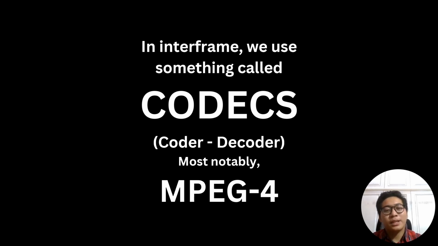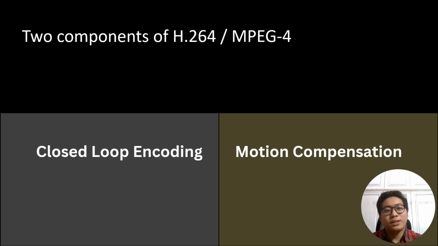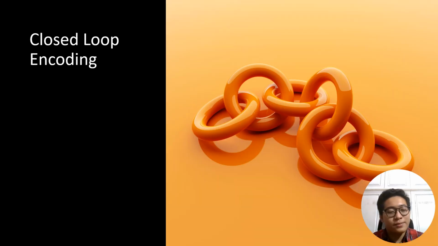We use something called codecs, which is short for coder and decoder. The most notable and most widely used codec right now is MPEG-4 or H.264 codec. There are two components of H.264 or MPEG-4 codec, which are closed-loop encoding and motion compensation. Let's take a look at them one by one. The first is closed-loop encoding.